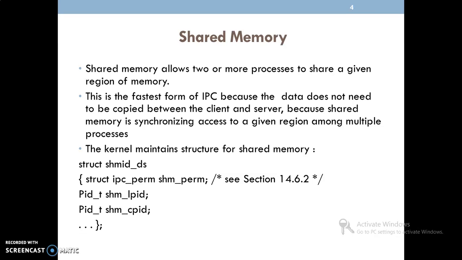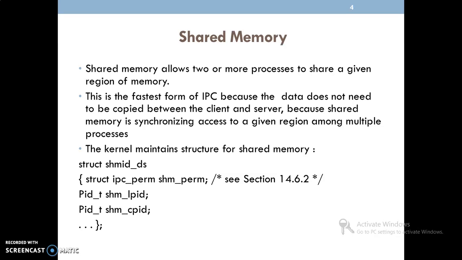And this is one of the fastest forms of IPC, that is, interprocess communication, because the data does not need to be copied between the client and server. That means neither the client is copying the data nor the server is copying the data, because shared memory is synchronizing access to a given region among the multiple processes. So I hope you are getting the point.